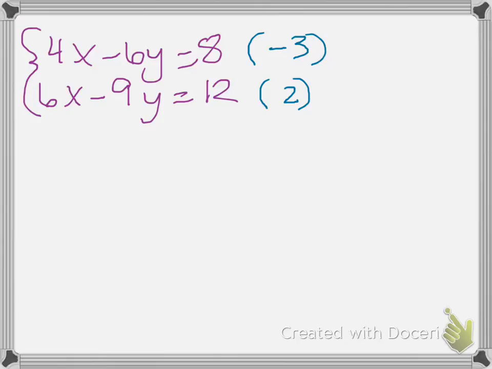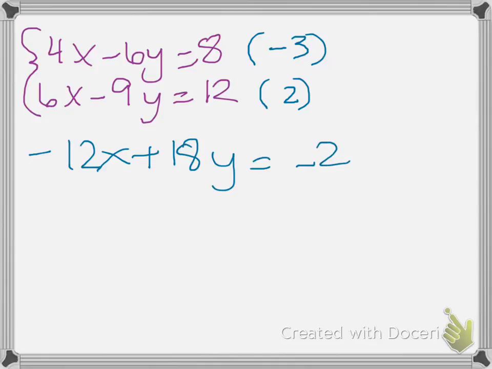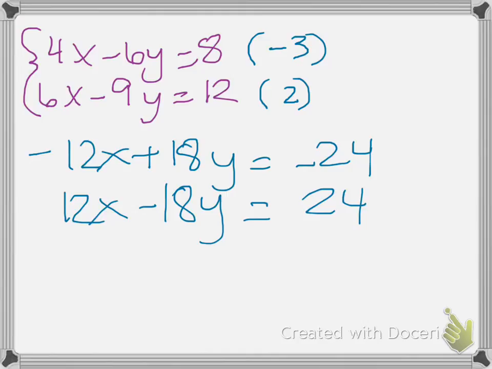Okay, so 4x times negative 3 is negative 12x. Negative 3 times negative 6y is positive 18y. And then negative 3 times 8 is negative 24. So there's the first one. Doing the bottom one, 2 times 6x is 12x. 2 times negative 9 is negative 18y. And then 2 times 12 is 24.